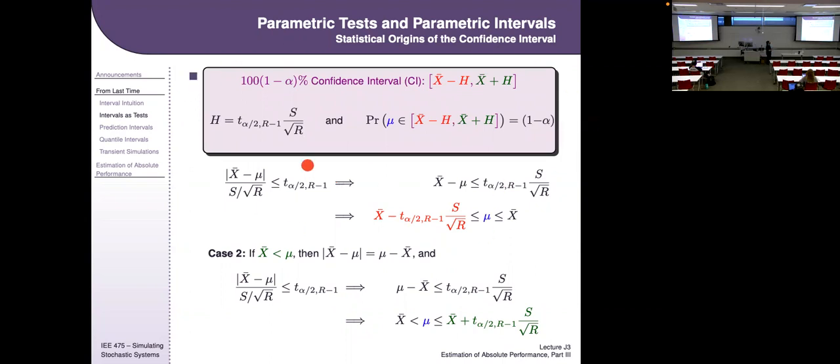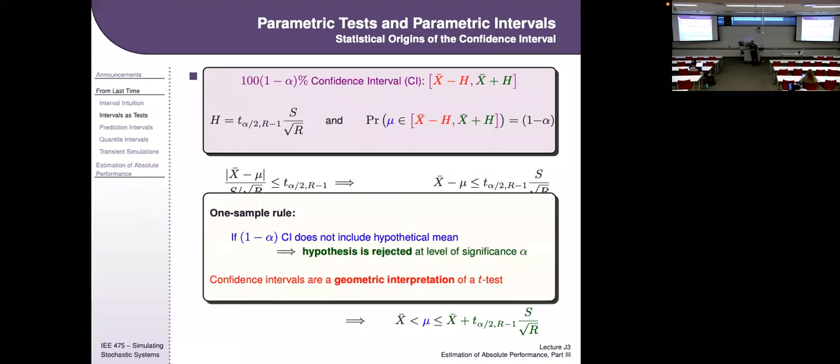So the confidence interval, put another way, is that the probability that the hypothetical mean is within the confidence interval will be 1 minus alpha. So if the alpha is 0.05, 1 minus alpha is 0.95. So if you calculate a confidence interval from data, the probability the population mean is actually in it is going to be 95% in the case of an alpha of 0.05. So if the confidence interval does not include your hypothetical mean, we don't have to run a t-test. We know that p is less than 0.05. We know that that hypothesis that's outside the confidence interval is rejected. So confidence intervals are a geometric interpretation of a t-test.